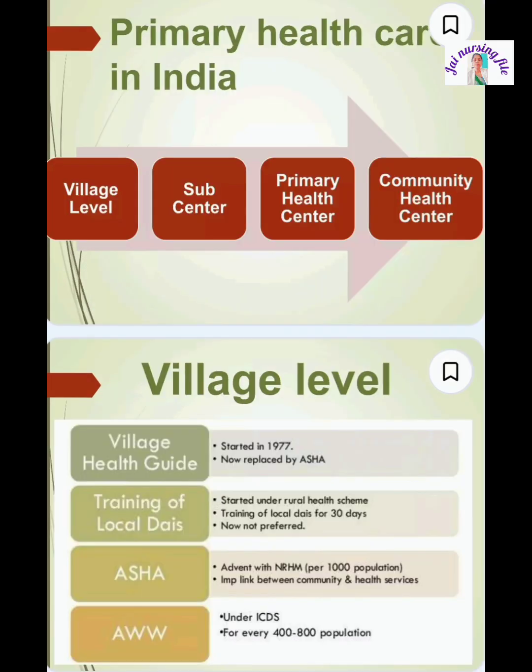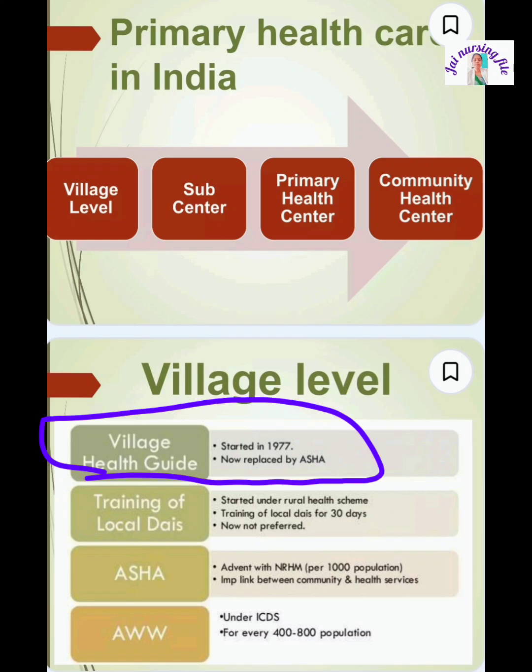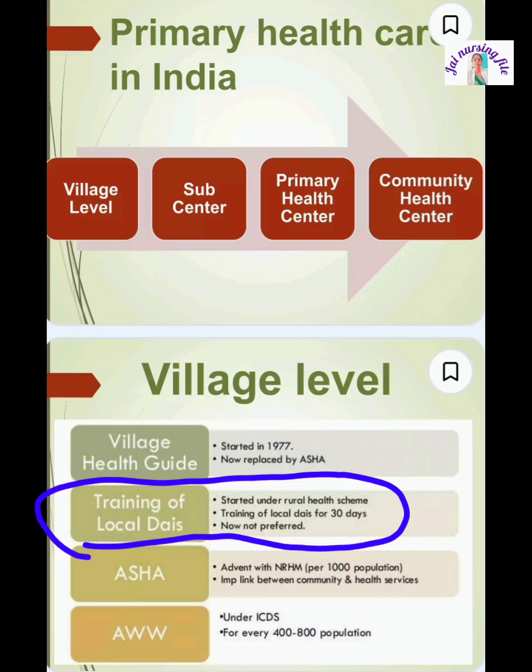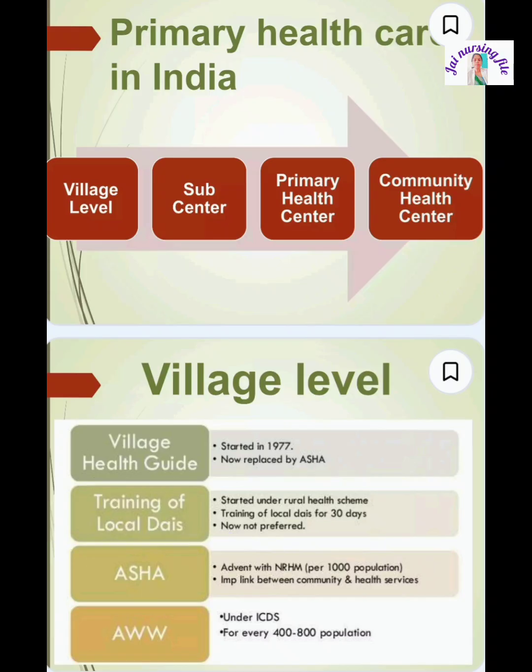So you have village level, sub-center level, primary health center, community health center. First move on to the village level. The first one is the village health guide. So it has been started in 1977. Now it has been replaced by the ASHA workers. The next one, training of local guides. So it has been started under rural health scheme, and the training of local guides for 13 days, and now not preferred.